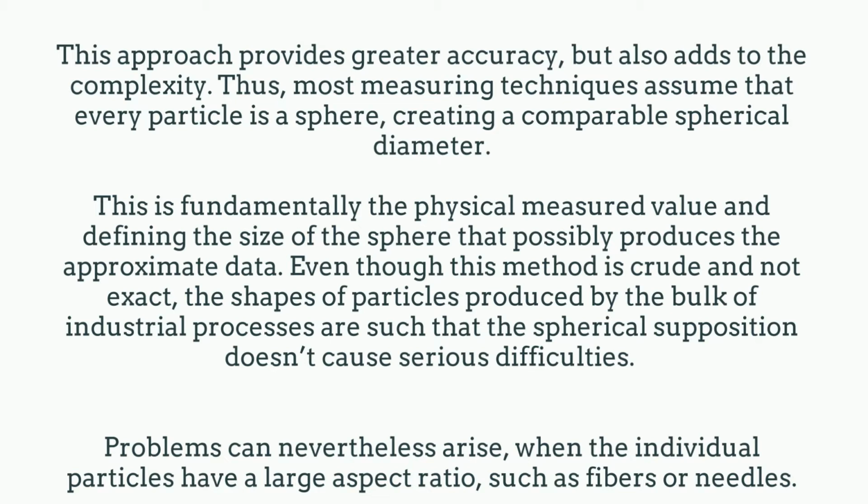Thus, most measuring techniques assume that every particle is a sphere, creating a comparable spherical diameter. This is fundamentally the physical measured value, defining the size of the sphere that possibly produces the approximate data. Even though this method is crude and not exact, the shape of particles produced in the bulk of industrial processes are such that the spherical supposition doesn't cause serious difficulties. Problems can nevertheless arise when the individual particles have a large aspect ratio, such as fibers and needles.